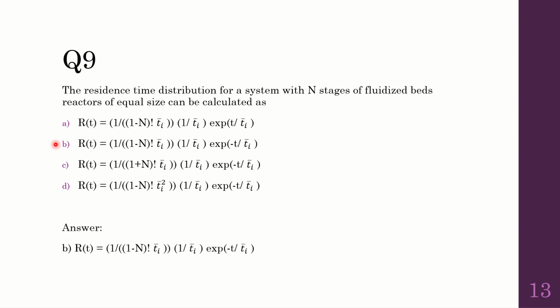So the answer is R(t) = 1/((1−n)! τi), I mean that comes in the division, τi, into (1/τi) exp(−t/τi). So the thing is, we can see this one remains the same, (1/τi) exp(−t/τi). So the remaining terms only vary depending on the n number of stages. So (1−n)! also comes in picture. So the answer is option B. We'll go to question 10.